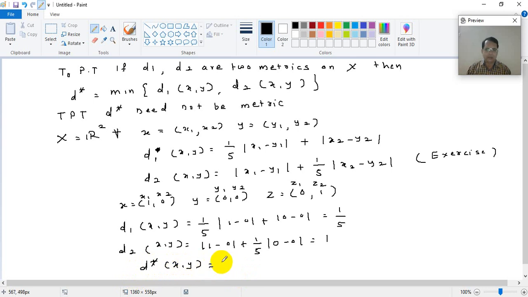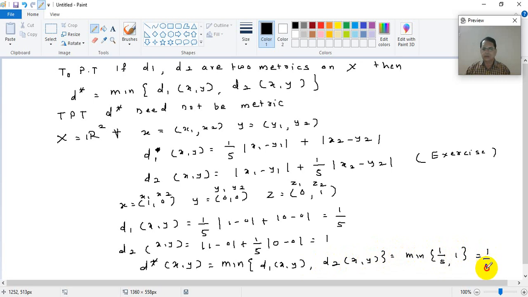Okay, so now if I calculate d star xy, it is equal to what, minimum of, by definition it is minimum of d1 xy comma d2 xy. It means it is minimum of 1/5 and 1. Minimum of 1/5 and 1 is 1/5. So your d star xy is 1/5. Right? We will use it for further calculations.